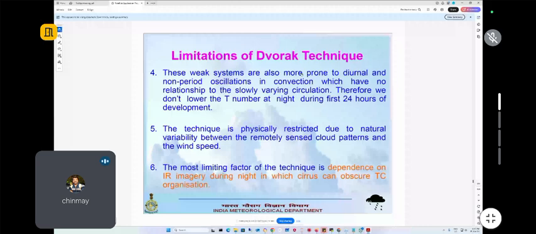These weak systems are also more prone to diurnal and non-periodic oscillations. Okay, that's why during the first 24 hours or 48 hours, the T number is not low.